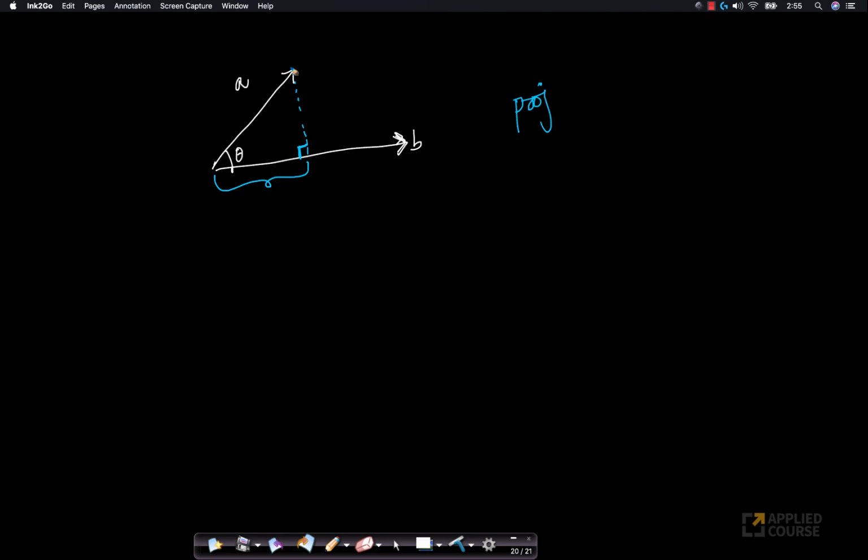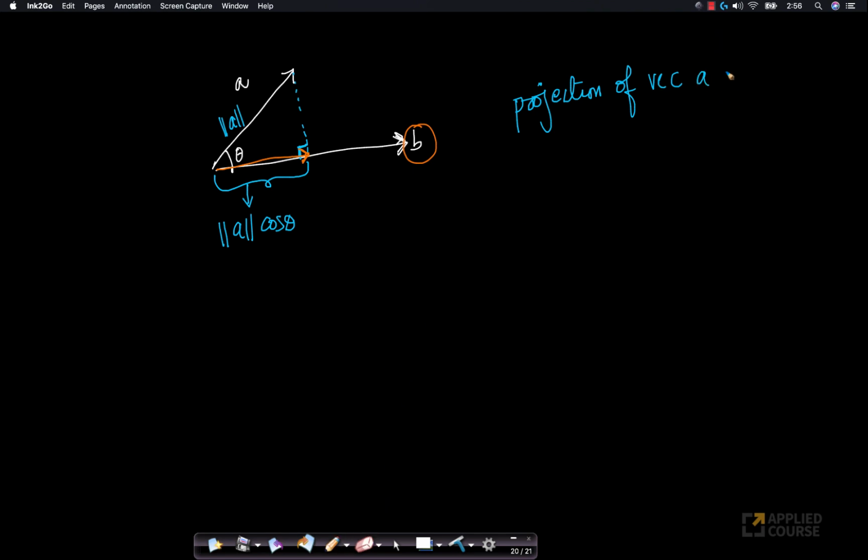Let's assume this length is A. Now what is going to be this length? This length is going to be A cos theta. And if you create a new vector in the direction of vector B, which is of length A cos theta, this is said to be the projection of vector A.